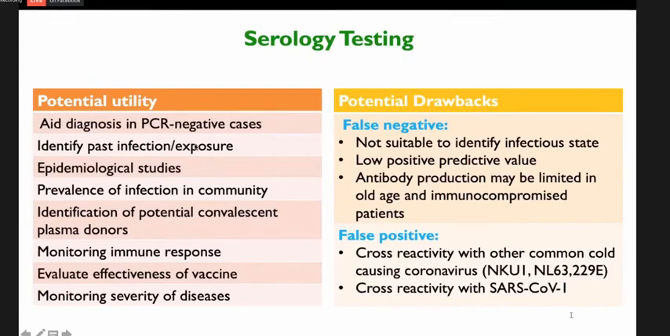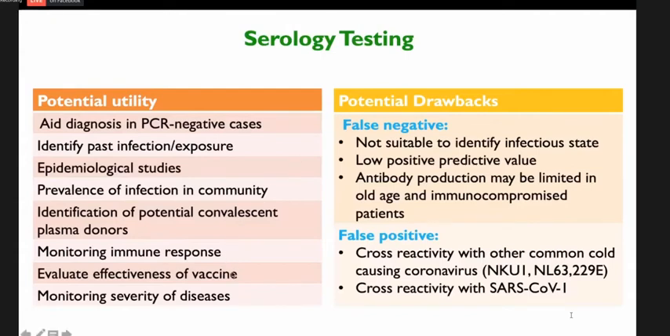Serological tests also play an important role in identifying past infections. They can also be used in various epidemiological surveillance and to determine the prevalence of the infection in the community. It is essential in the identification of potential convalescent plasma donors and in monitoring immune response in COVID-19 infections. It can also be useful to evaluate the effectiveness of the vaccine once it is developed.